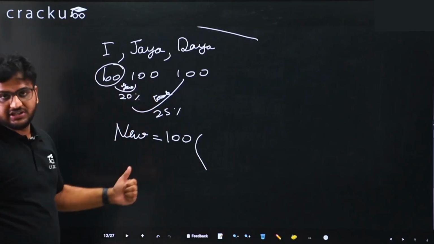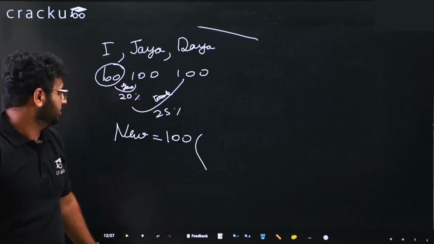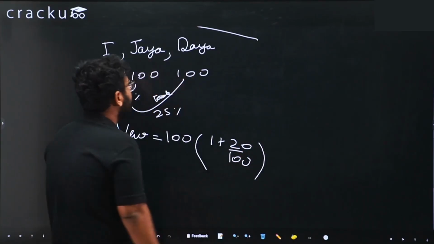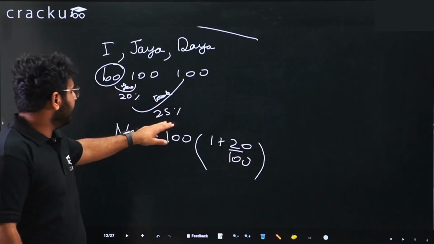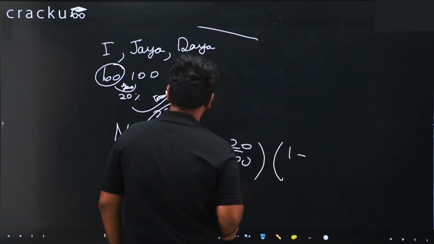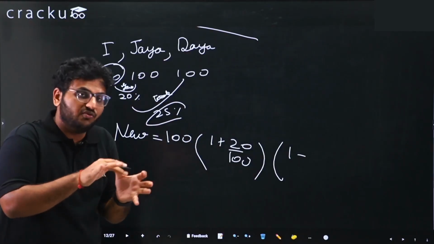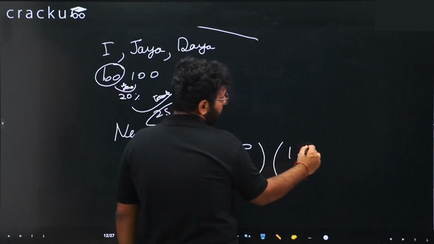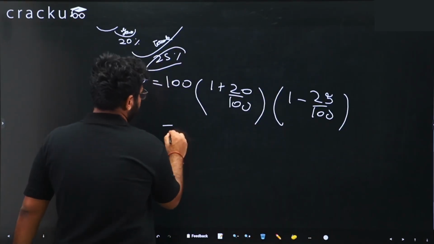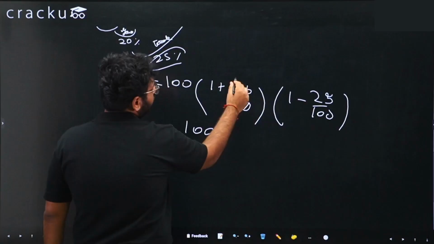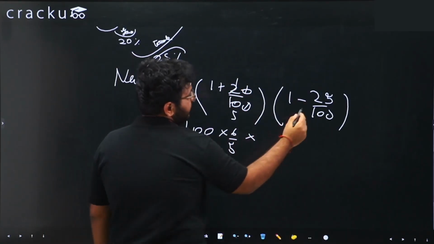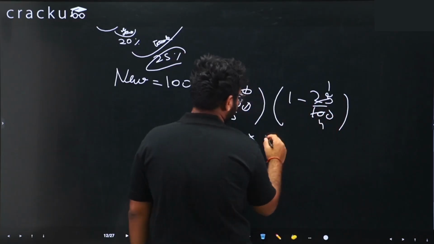Now if Jaya gave me chocolates, so the percentage will be increased. So 1 plus 20 by 100. Now Daya took some chocolates out of it. So Daya took 25 chocolates. So 1 minus, as she is taking, so my value will decrease. So 1 minus 25 by 100. So this will be equal to 100. So 2 5s are 10. So 6 by 5 into 25 is 1 by 4, into 100. So 3 by 4.